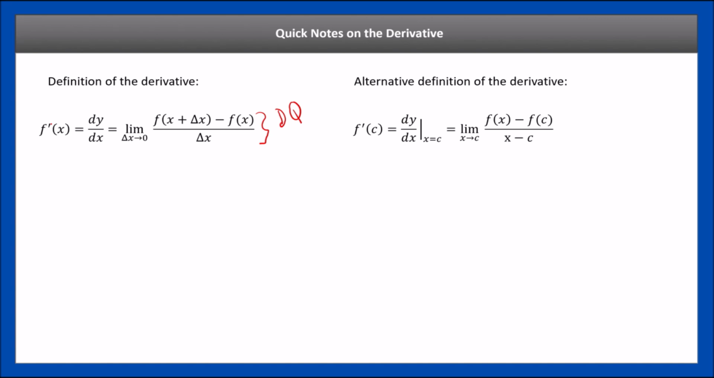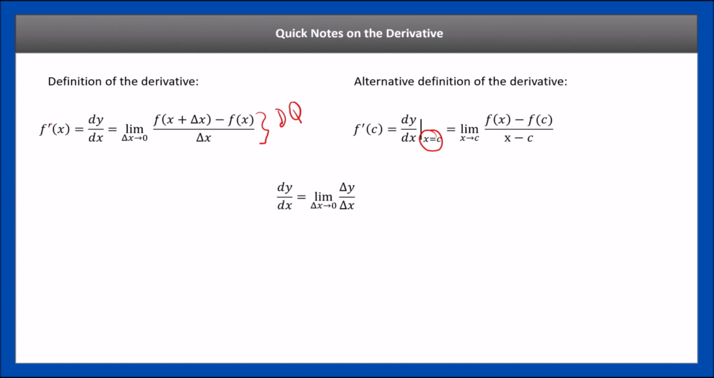Now the alternative definition is when you find the derivative at a specific value. So if I wanted to define the derivative at a specific value, say at x equals 1, the alternative definition is good for that. However, it can only be evaluated at that specific point, whereas with the first definition you can evaluate at any point once you find the derivative. So you have to find a derivative function first, and then you can plug in a value into it.